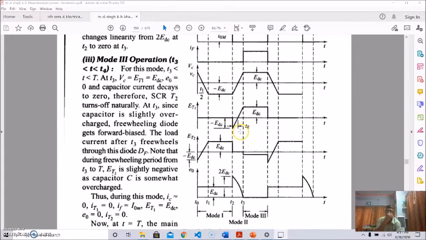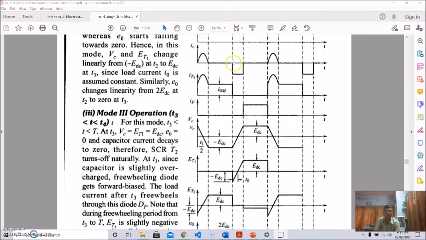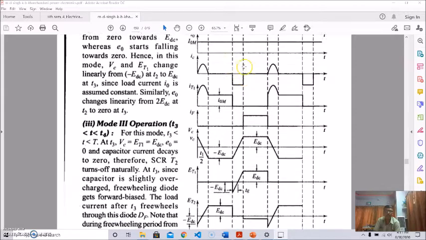This is equal to ET1, equal to EDC, and the output voltage E0 is equal to how much? Equal to 0. So E0 equal to 0. And the capacitor current decays to 0.